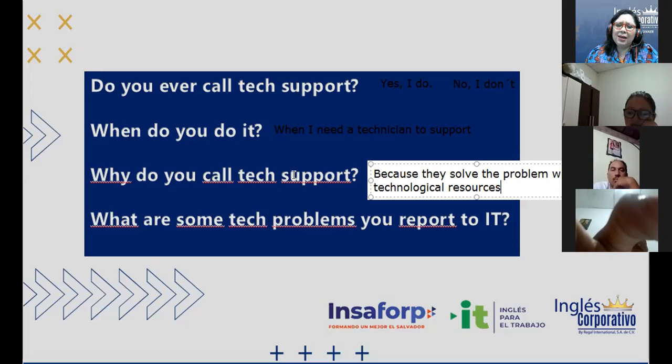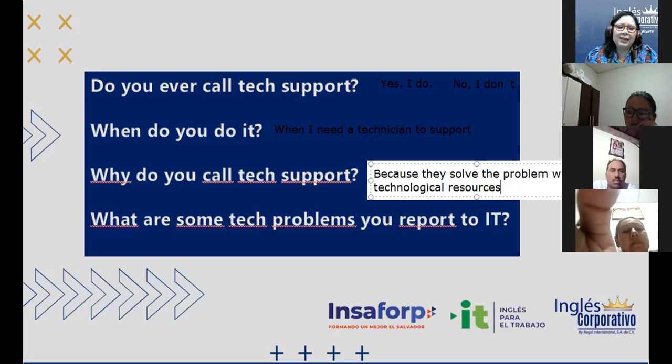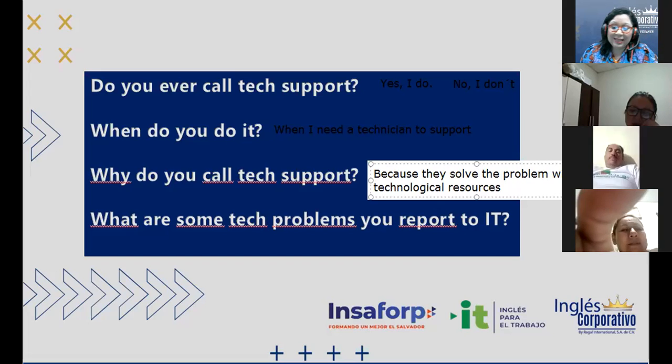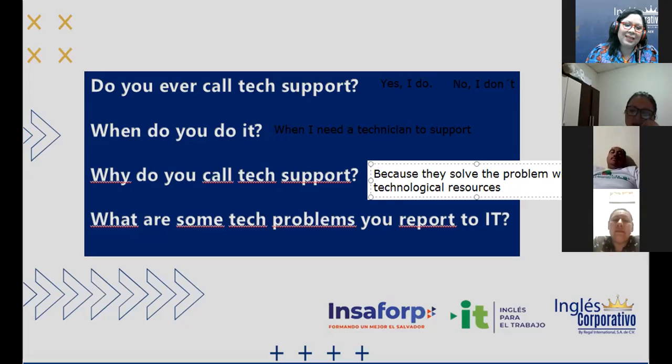Porque puede ser que hay problemas que no necesita llamar, ¿verdad? Hay problemas que necesita llamar y hay problemas que no necesita llamar, que uno sabe resolverlos, ¿verdad? Entonces hay cosas que ya está como de lógica o cosas que hemos aprendido en el curso de computación que hayamos recibido, ¿verdad? Cómo arreglar algunos problemas. Ahora, si no hemos recibido un curso de computación, sí que el pobre tech support, el pobre técnico sí va a sufrir con nosotros, ¿verdad? Pero, sí, hay problemas que sí merece la pena llamar y hay problemas que no, ¿verdad?